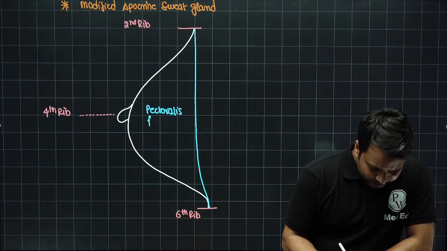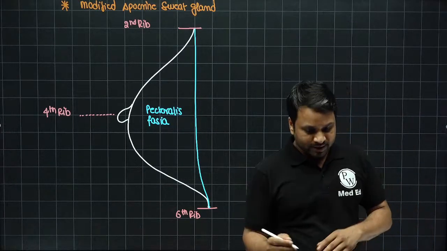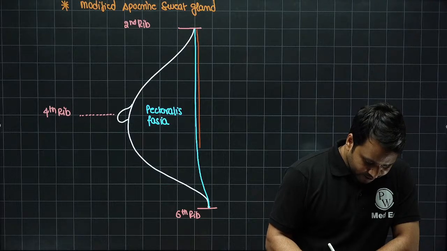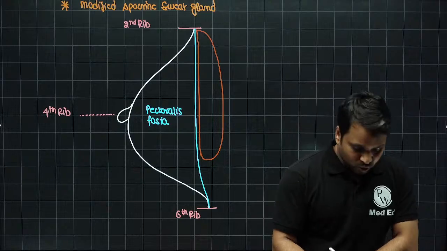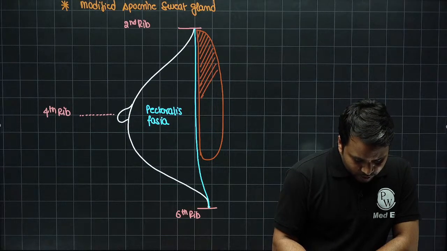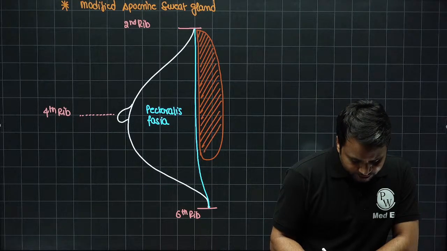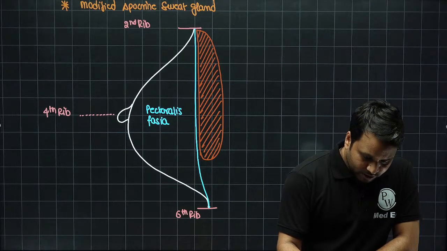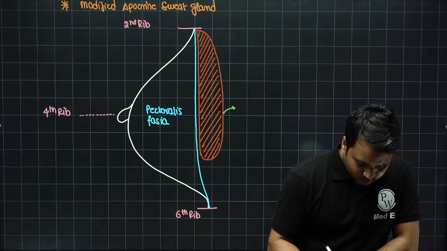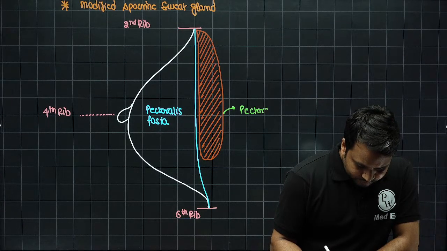Now behind the pectoralis fascia, you have the muscles on which the breast is going to rest. So what are the muscles that you have? The muscle that extends across the majority of the breast, yes, you're right, is your pectoralis major muscle. The muscle on which it rests, the one you're looking at right now, is the pectoralis major muscle.